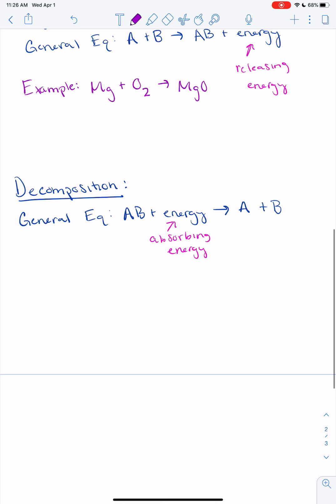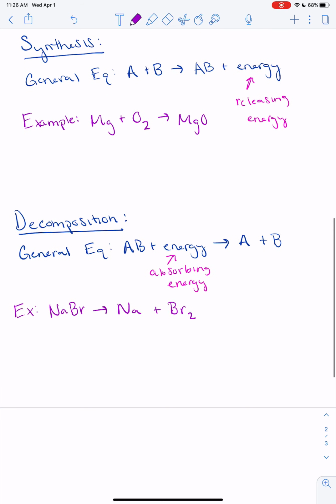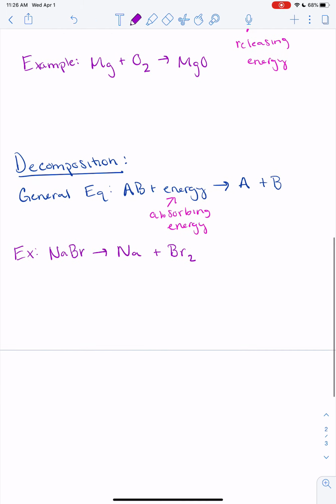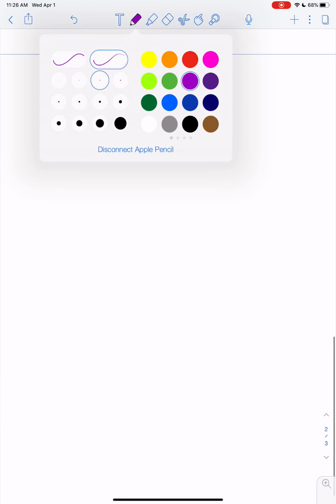So for example, we could have NaBr yields Na plus Br2. Okay, so the general idea here is not terribly difficult. It's just synthesis is 2 things combining. Decomposition is 1 thing splitting into 2. There is a little bit of a complication here, so I want to explain that.